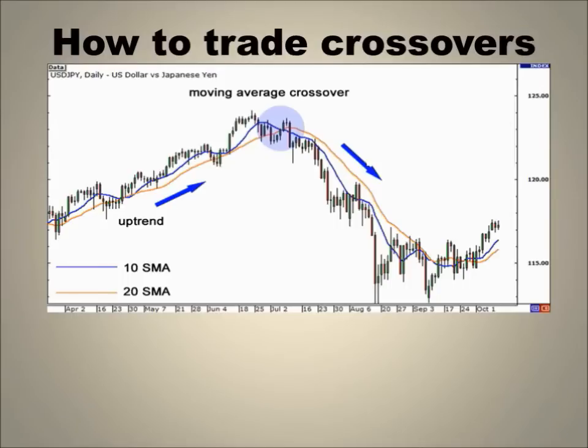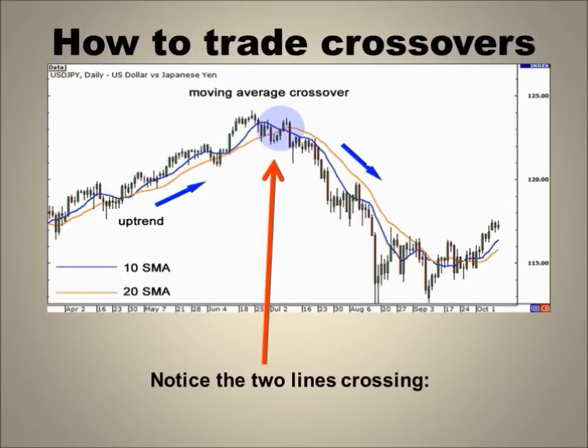Notice on top here we have a crossover. The faster SMA crosses under the slower SMA. Now remember, in a bull market, where is the faster SMA? Above the slower SMA. In the bear market, where's the faster SMA? The faster SMA is below the slower SMA.